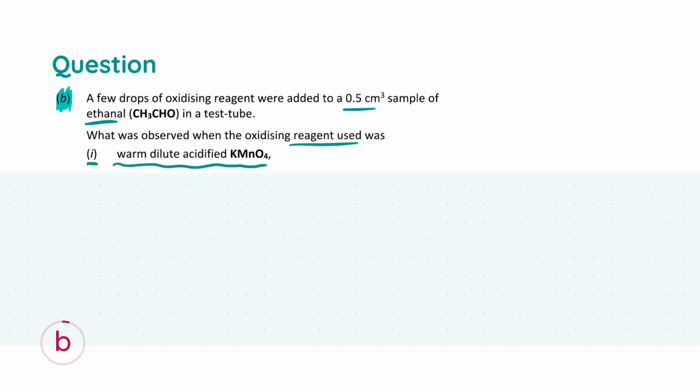So basically what we're seeing here is we have some warm dilute acidified KMnO4 being added to some ethanol and being asked what's actually going to happen here. So let's get straight into the answer. In this case, the required solution to get you the full marks was that a colour change of purple to colourless is what was observed.